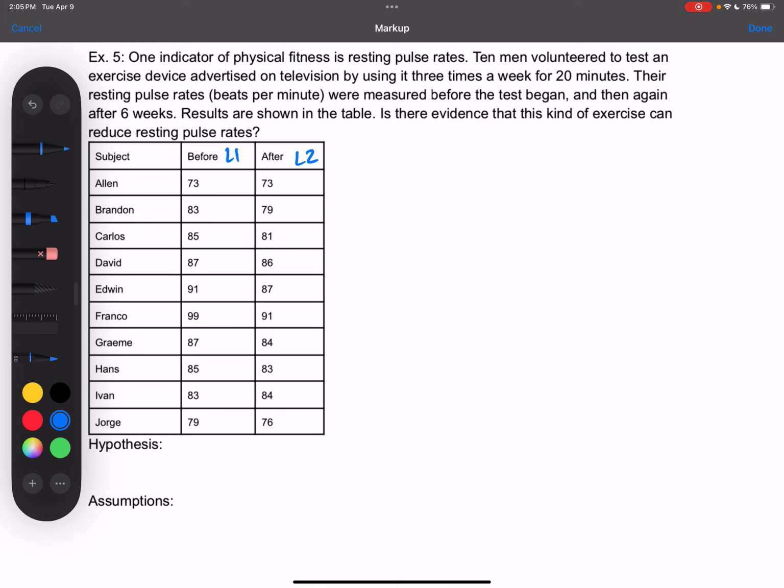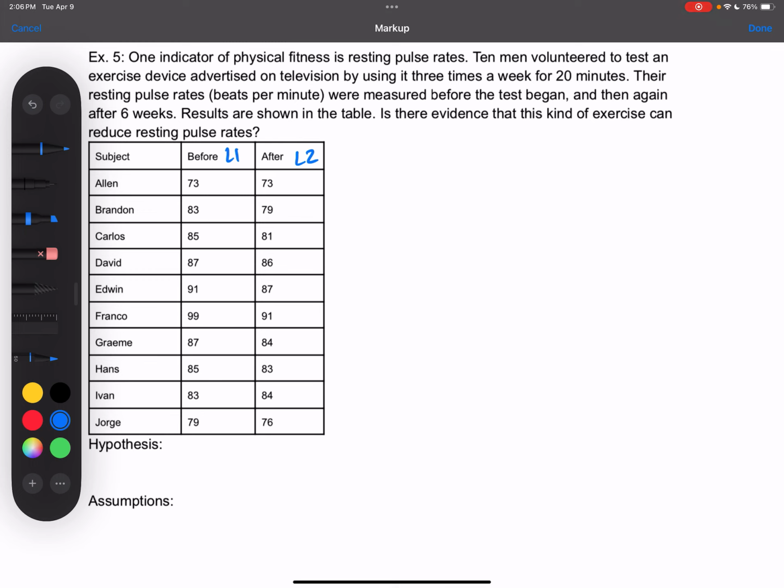Alright, so one indicator of physical fitness is resting pulse rates. Tinman volunteered to test an exercise device advertised on television by using it 3 times a week for 20 minutes. The resting pulse rates, in beats per minute, were measured before the test began and then again after 6 weeks. Results are shown in the table. Is there evidence that this kind of exercise can reduce the resting pulse rates?